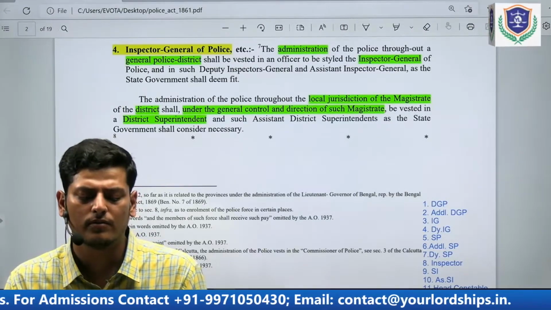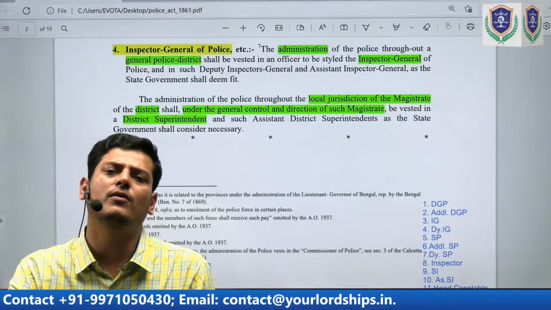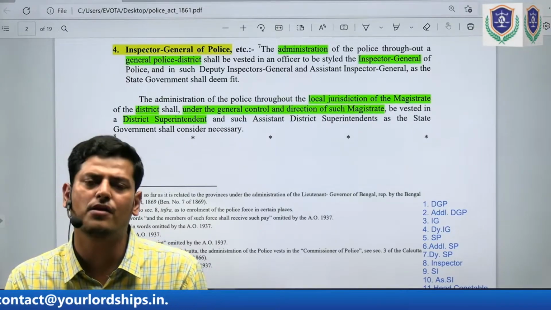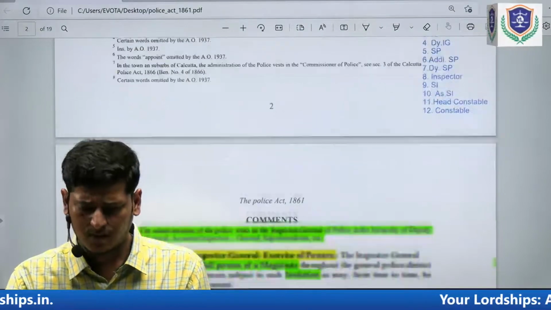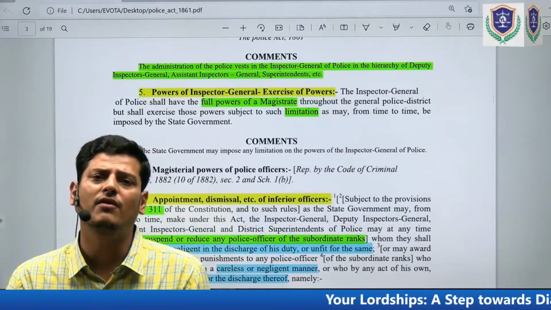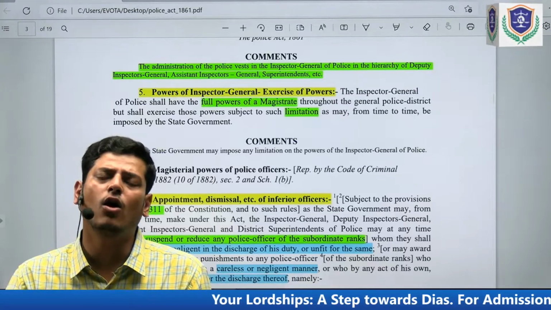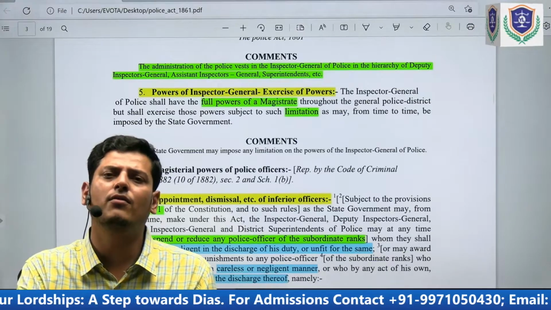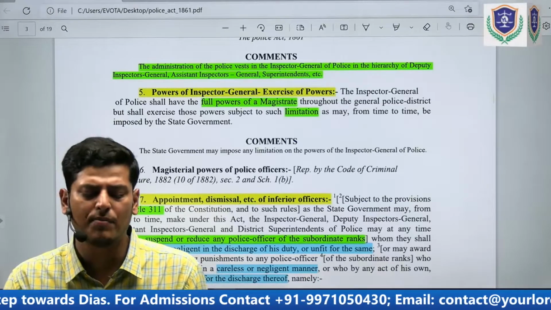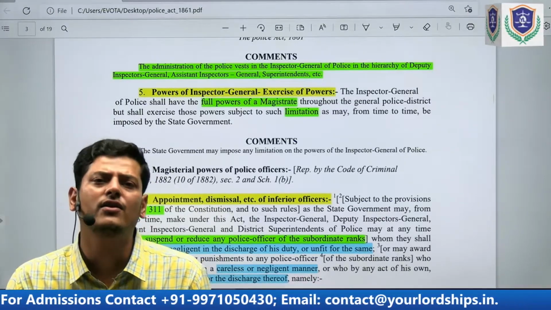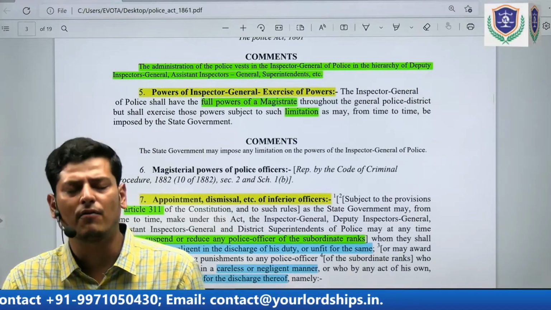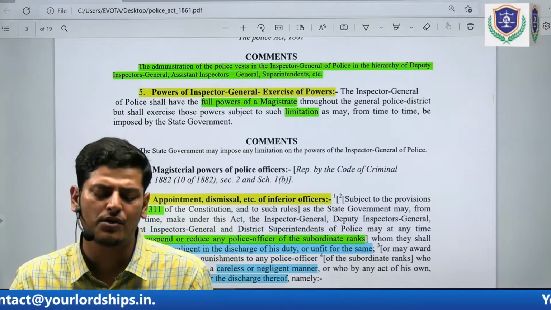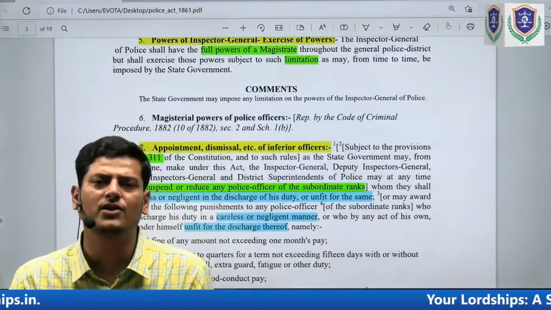is headed by whom? The Director General of the Police, and such Inspector General, Deputy Inspector General, Assistant Inspector General as the state government shall deem fit. Similarly, in another section which has a provision relating to Inspector General, in all those cases the 1984 amendment of the state of UP has replaced the word Inspector General with Director General. So Inspector General of Police changes here. The Director General of Police shall have the full powers of the magistrate, the full powers given under this Act throughout the general police district, and shall exercise those powers subject to the limitation.